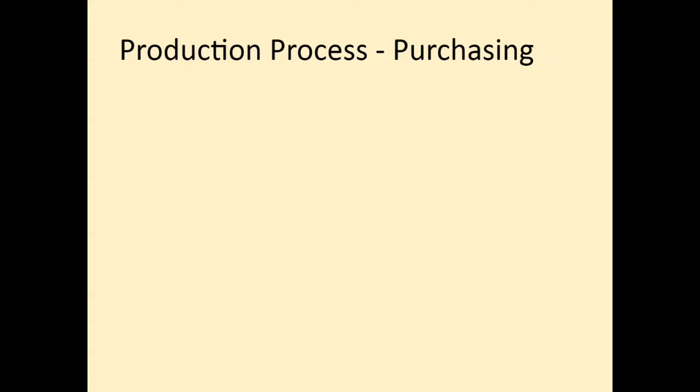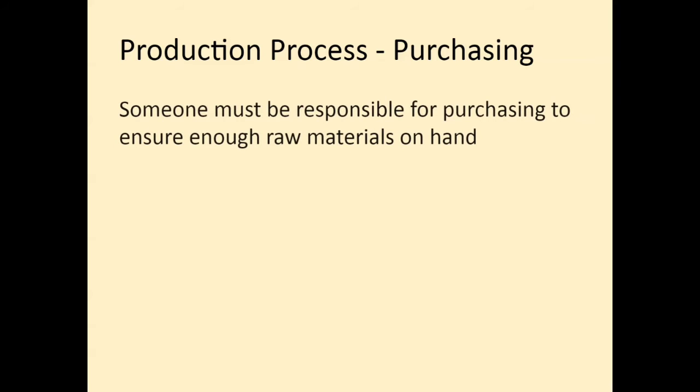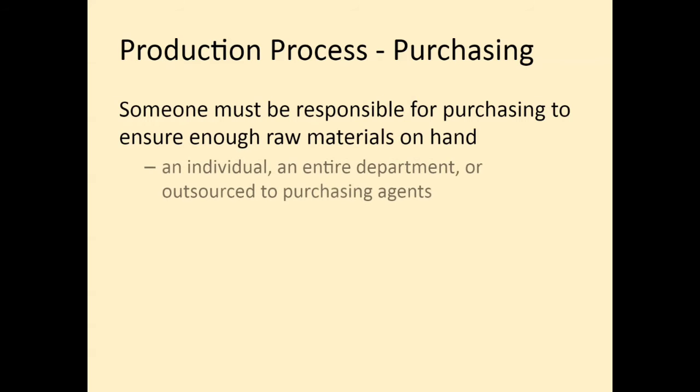So the first one is purchasing, and per the word, it's fairly straightforward, but it's who is responsible for purchasing the product, but also ensuring that you have enough of what you need on hand. Okay, these are really, really important decisions. It can be one individual, it can actually be a whole department if you're running a factory, and sometimes it can even be outsourced to other agencies or done electronically.